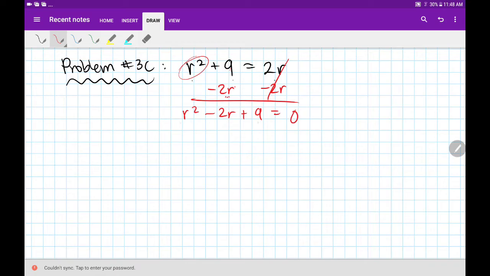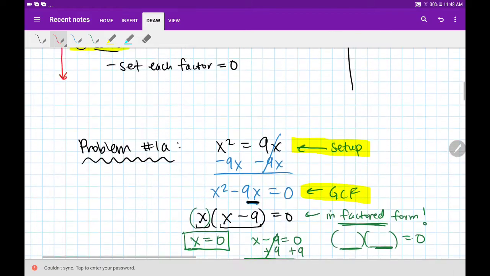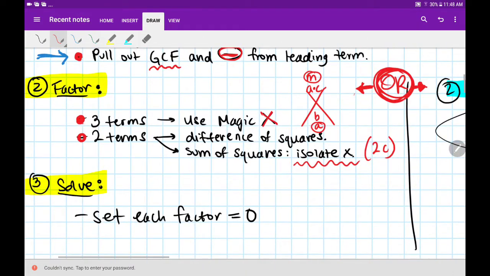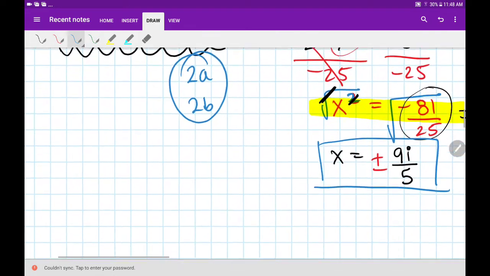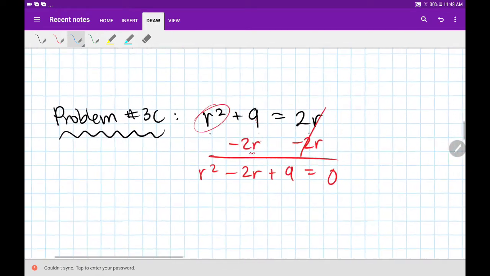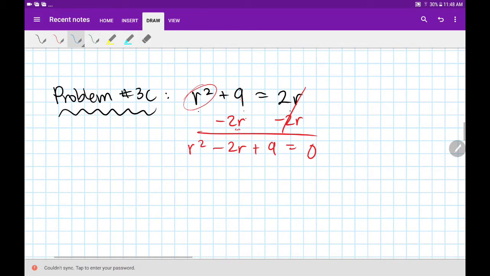Okay, I have 3 terms. See if you remember from our notes. When we have 3 terms, we will try to use magic x. So let's go down and apply it. Okay, to use magic x here, I'm going to need 2 numbers that multiply to a times c. So I need 2 numbers that multiply to 1 times 9, which is 9, and that add up to the middle number, b, and that's just negative 2.